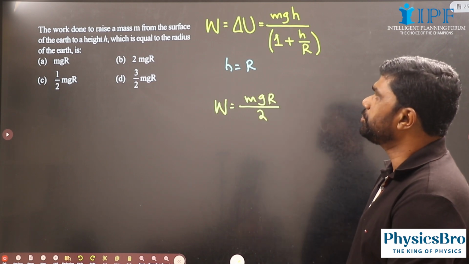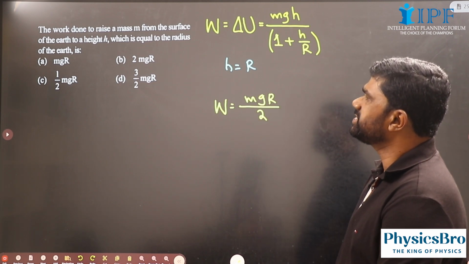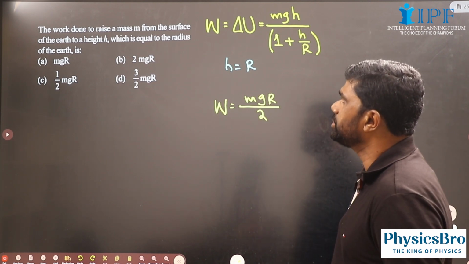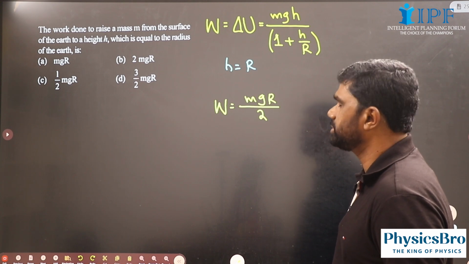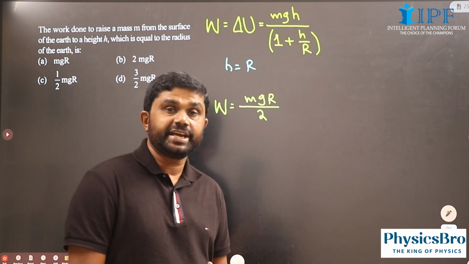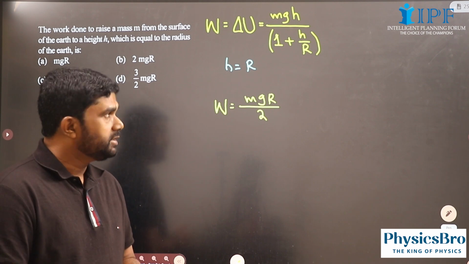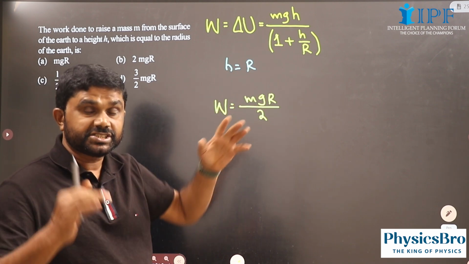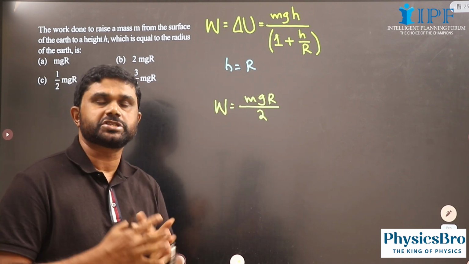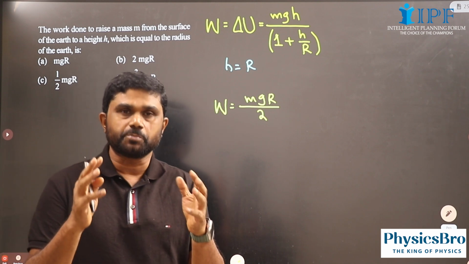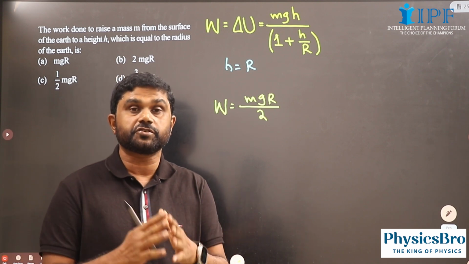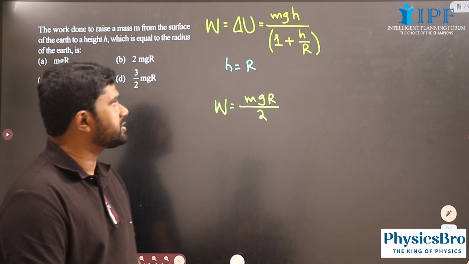Next, the work done to raise a mass m from the surface of the earth to a height h, which is equal to the radius of earth, is mgh divided by 1 plus h by R. That is the work done, or it is equal to the change in gravitational potential energy when a body of mass m is lifted from the surface of earth to a height h.